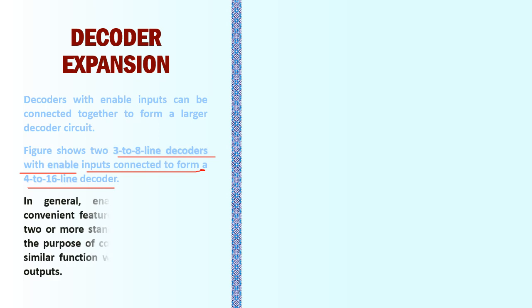Using the enable pin, we can also expand the decoder, and when I say expansion, it means that using smaller decoders we can have a larger size decoder. Decoders with enable inputs can be connected together to form a larger decoder circuit. Now, the figure that we will be elaborating shows a 3 to 8 line decoder with enable inputs connected to form a 4 to 16 line decoder.